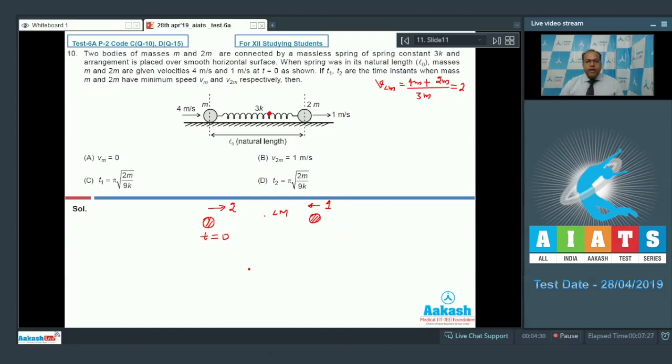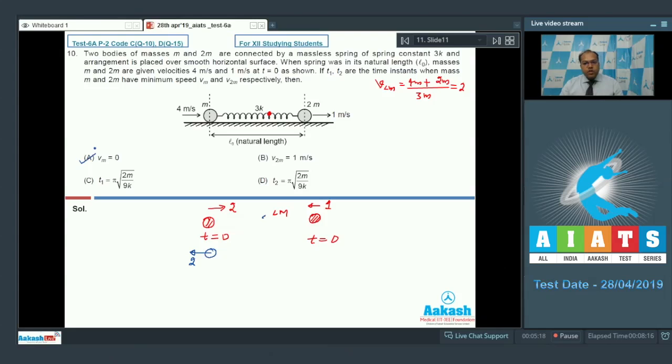Now we have to find out what is the minimum speed of mass m, that is Vm. The minimum speed of mass m occurs when the mass m is moving in this direction with a velocity of 2 meter per second with respect to center of mass. So with respect to ground, its velocity then becomes 0. So Vm at that instant is equal to 0. So option A is correct.